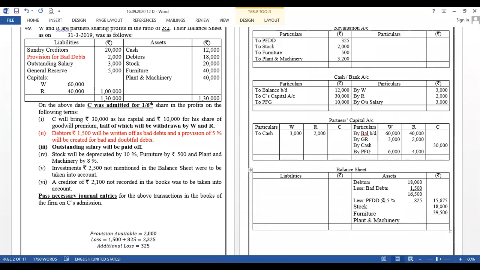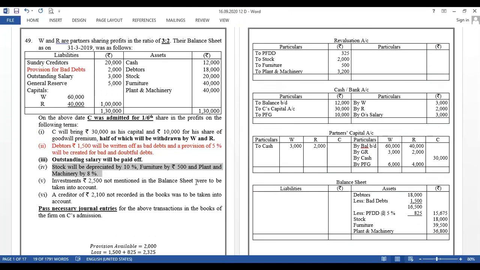Plant and machinery was 40,000 and it was depreciated by 3,200. So the remaining value will be 36,800. Okay. Next.